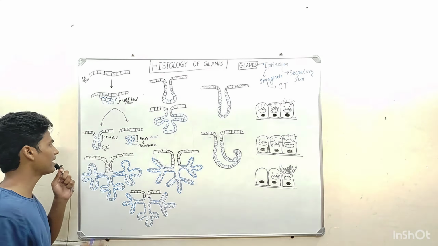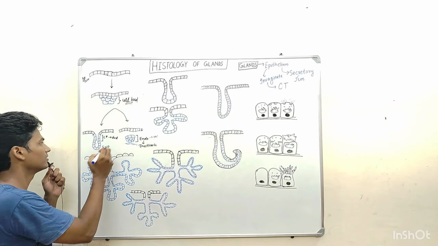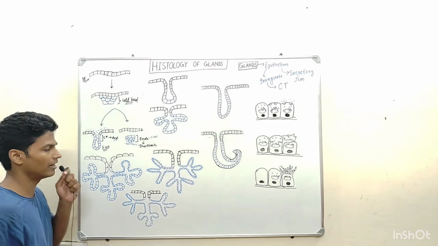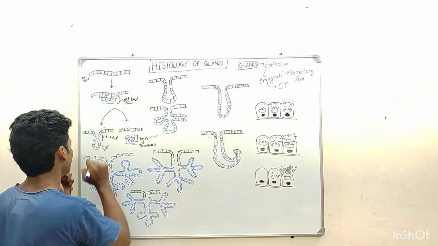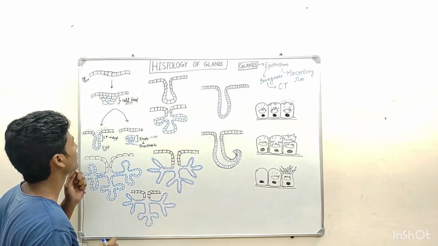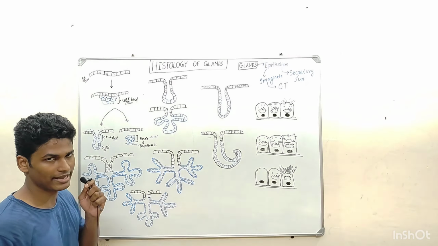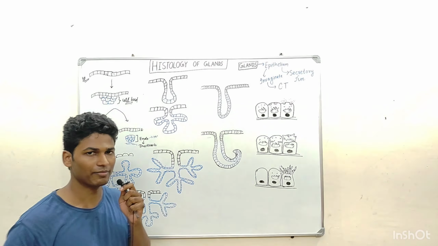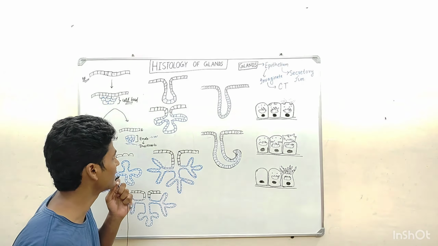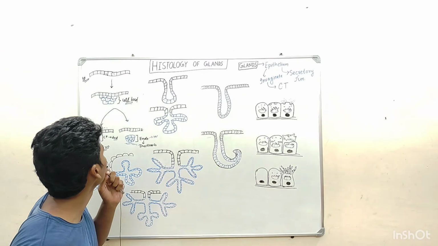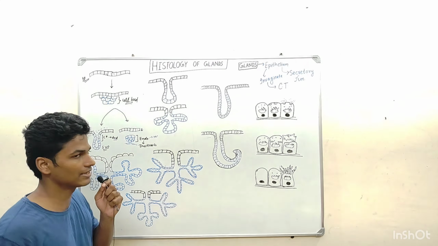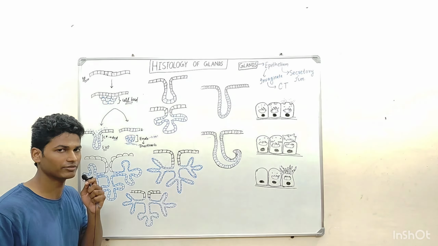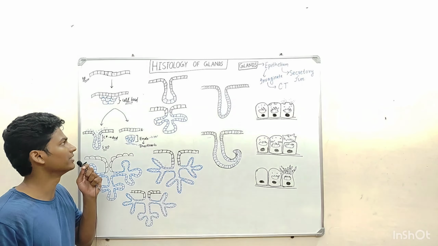But in an exocrine gland, the secretion is released through the ducts over the surface, and that's why it is called an exocrine gland. An endocrine gland is highly vascular, but an exocrine gland is not. And glands can be divided depending upon many criteria. The first one I talked about was cells. If one cell is involved, then it is called unicellular, and if multiple cells are involved, then the gland is called a multicellular gland.